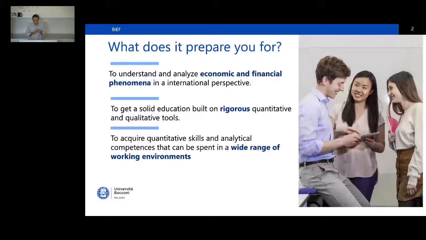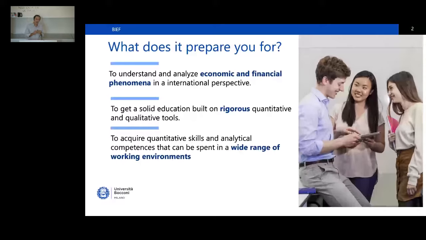Okay, so the bachelor is intended to make you understand and analyze economic and financial phenomena in an international perspective. Nowadays, it doesn't make any sense to think about economics and finance if not in an international context. Now, what economics and finance have in common is that in order to answer the questions that they pose to us on a daily basis, you need to have a rigorous quantitative basis, okay?